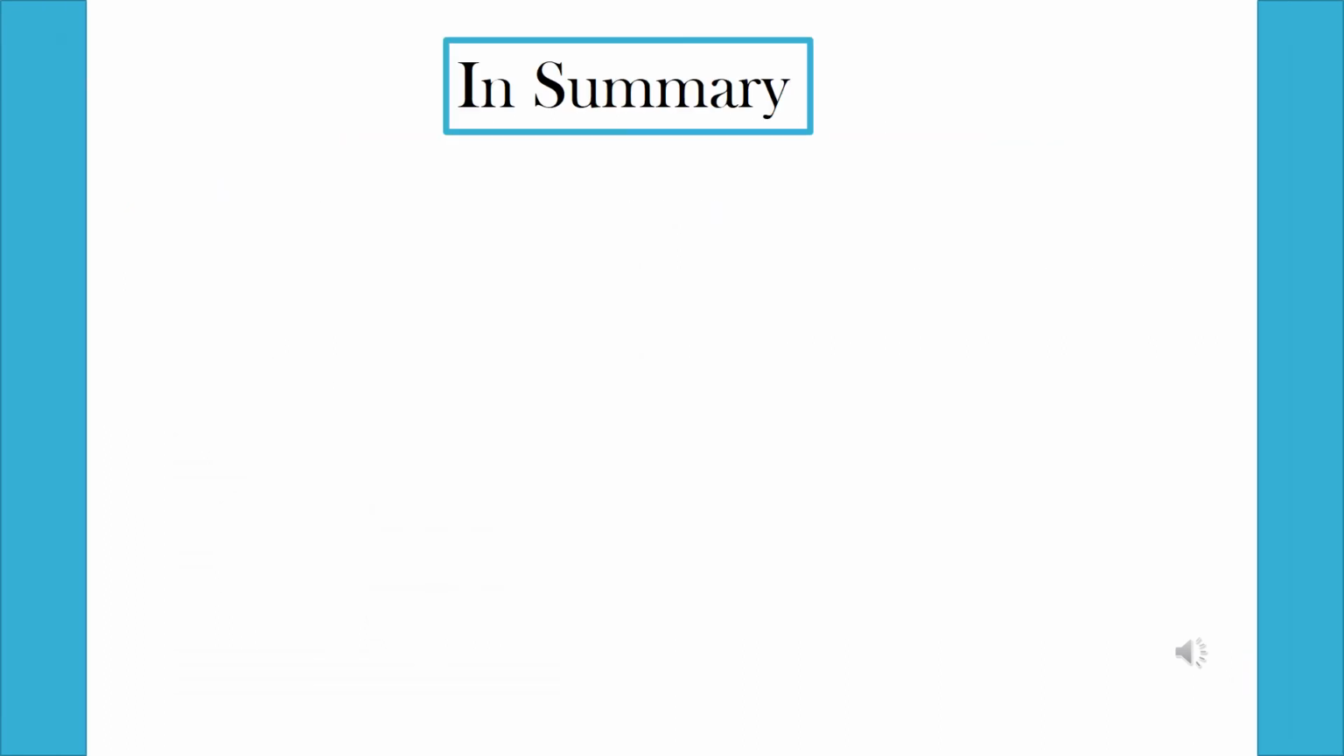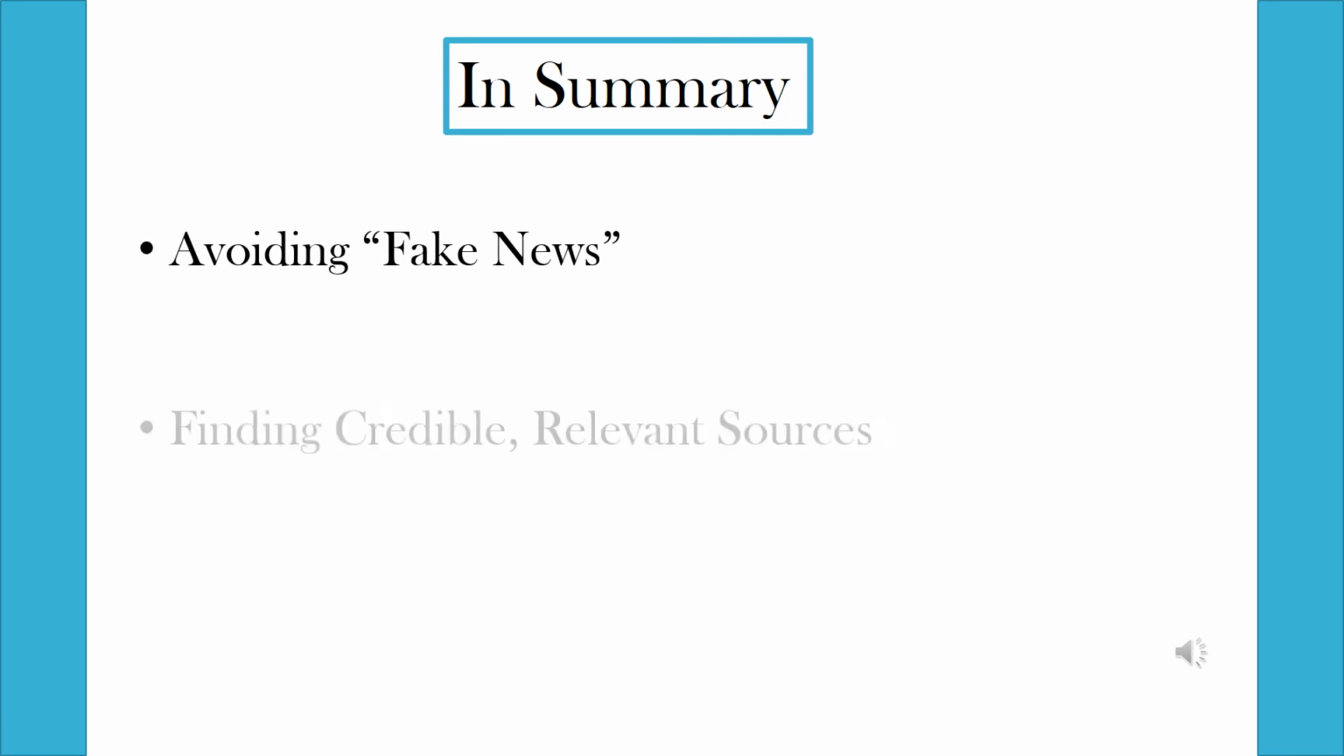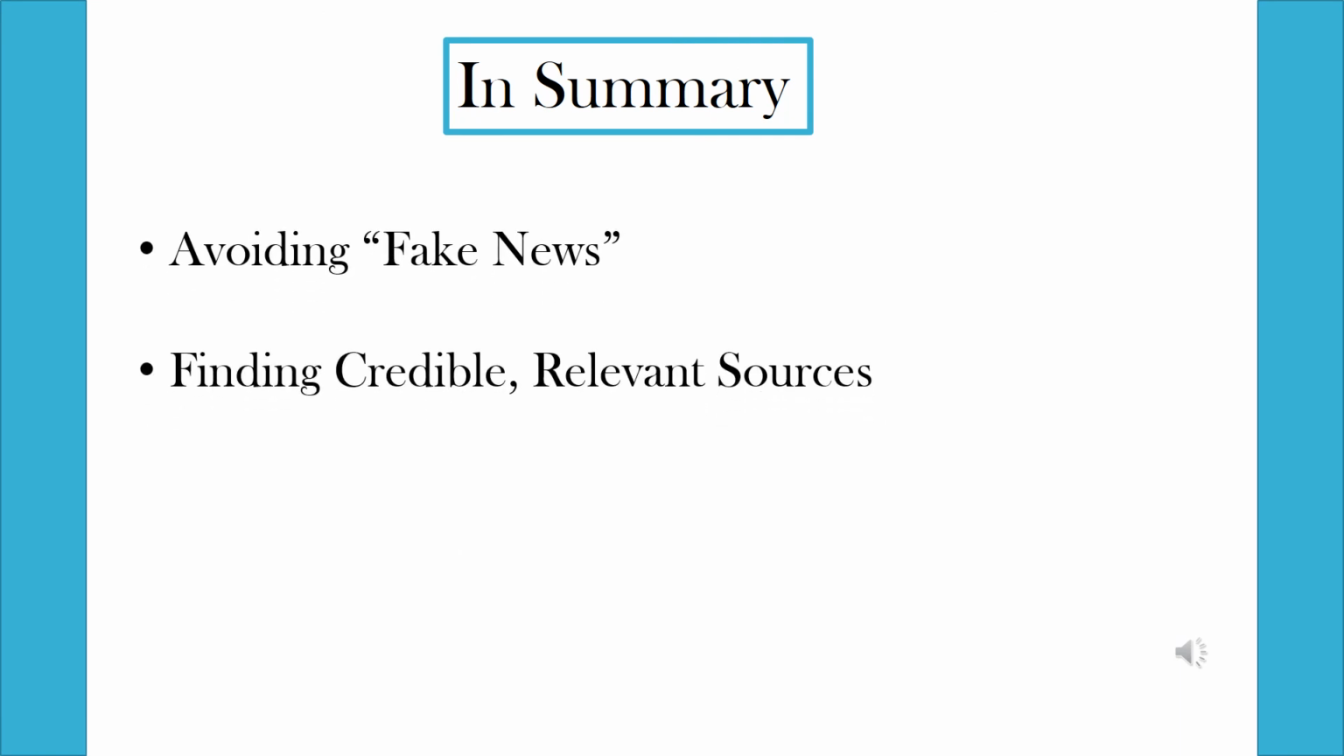In summary, we have discussed how to avoid fake news, how to find credible, relevant sources which relate to your main essay topic, and how to use sources properly to avoid plagiarism. So how do you carry out academic research? Well, following these steps and avoiding fake news, finding credible, relevant sources, and using your sources properly can make academic research a lot easier to navigate.